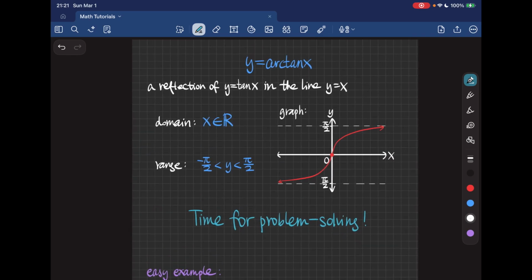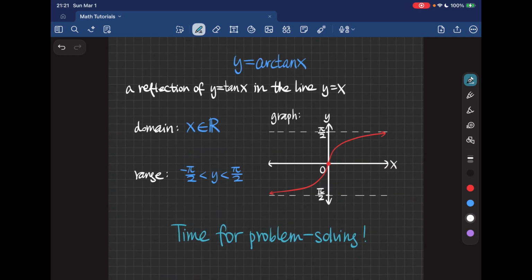Now we have the graph for y equals arc tan x, and it is just a reflection of y equals tan x in the line y equals x, and the domain is that x is real numbers. It's because in the graph of y equals tan x, the y values are real numbers. So now it's the same for the domain. And the range is from negative pi over 2 to pi over 2, but non-inclusive.